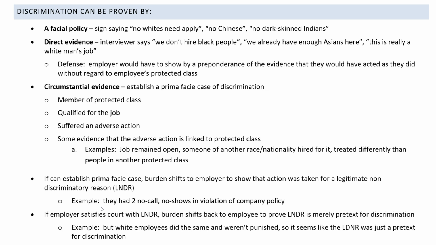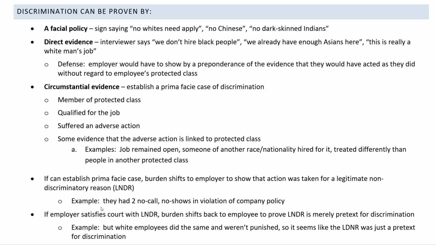But again, like I said, most employers aren't going to come right out and say these things anymore. We can imagine if an employer wanted to be discriminatory, but they didn't want to get into legal trouble. They're not going to have a facial policy. They're not going to come right out and say these things. They'll find other ways of trying to be discriminatory without coming right out and saying it. So that's where we get into the circumstantial evidence point.